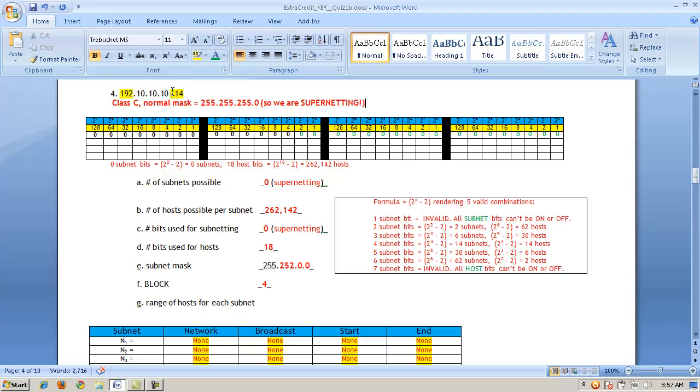How do we know we're supernetting? Well, there are always two important parts of the problem. The first part is the first octet, which tells you the class: under RFC standards, 192 to 223 is a Class C. I know that the normal CIDR for a Class C is 24, and the normal mask for a Class C is 255.255.255.0. However, the CIDR 14, if I were subnetting, would be greater than CIDR 24. But it's not greater than, it's less than CIDR 24. So we're moving the opposite direction, and by looking at that and knowing the class, I know that I'm not subnetting, I'm supernetting.